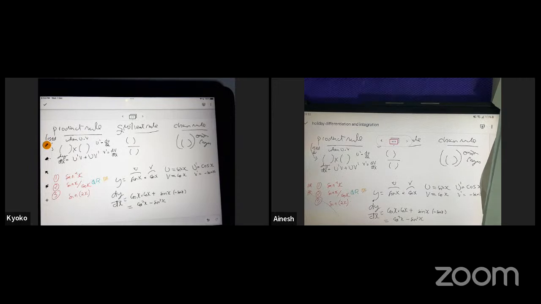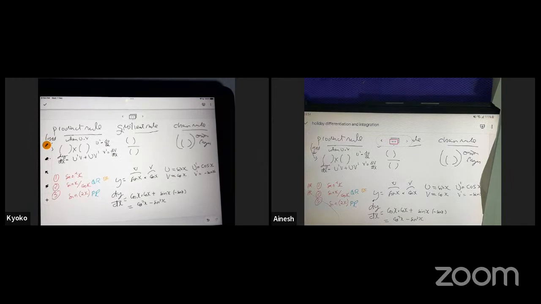There will also be product rules here. So I need to see some product rule guesses, Kyoko. I also need to see some chain rule guesses, Ainesh and Kyoko. I need to see that. Okay? You're venturing into the dark. Please make a guess. Don't take too long. I'm not asking you to be correct here. I'm asking you to venture a guess.